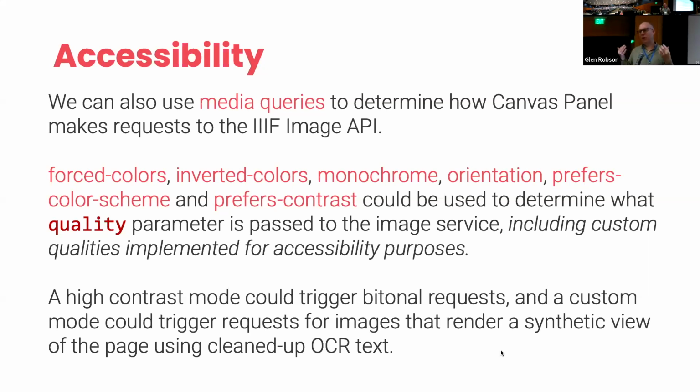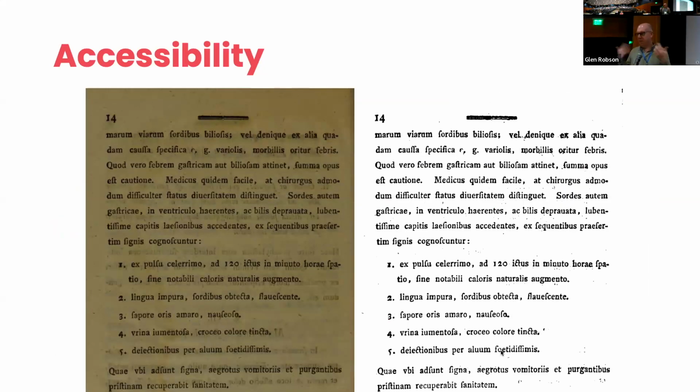But with Canvas panel, you could actually take advantage of that and mix in, this isn't implemented yet, this is just a suggestion, the media queries in the browser. It's like, does this user prefer high contrast? Well, maybe let's not ask for default.jpg. Let's ask for bitonal.jpg, or let's even have custom quality parameters or image servers that support different accessibility needs. And so whereas the ones yesterday were for fun, these may be actually really helpful to people because, for example, if someone prefers contrast, you could render the text like that, or render the OCR text available from the image.